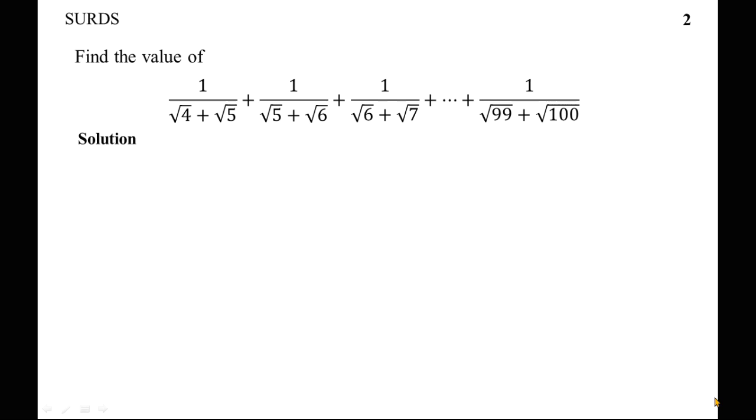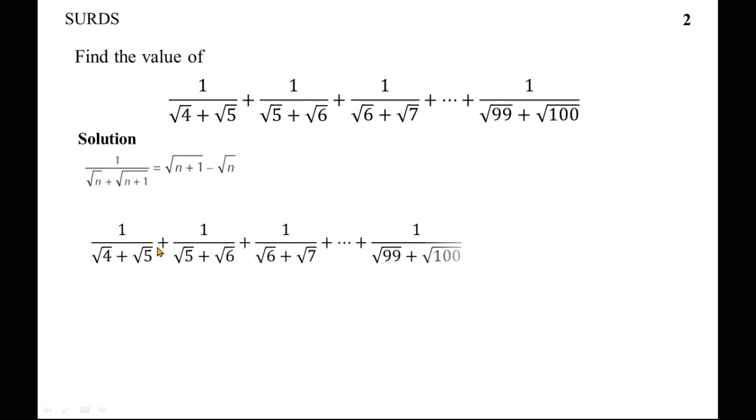We may see from the series that each term of the series has a pattern like this: 1 all over square root of n plus square root of n plus 1, which is the same as square root of n plus 1 minus square root of n by rationalizing the denominator in this fraction. So, like 1 all over square root of 4 plus square root of 5, it could be reduced into the form of square root of n plus 1 minus square root of n.